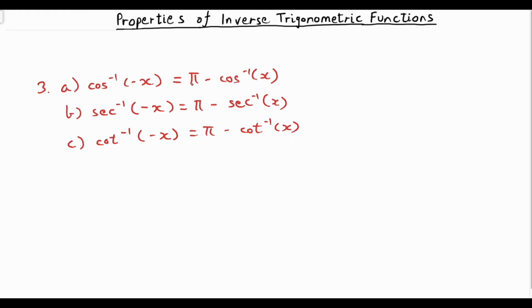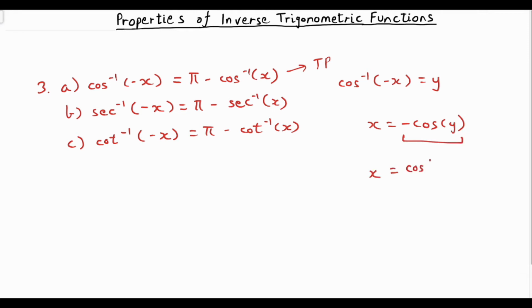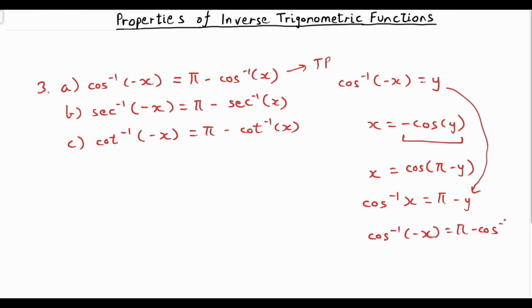Cos inverse minus x is equal to pi minus cos inverse x. This can be proved by assuming that cos inverse minus x is equal to y. So x is equal to minus cos y. Now minus cos y can be written as cos of pi minus y. Recall that cos of pi minus x is equal to minus cos x. So cos inverse x is equal to pi minus y, and y was cos inverse minus x. So cos inverse minus x is equal to pi minus cos inverse x. You can use the same method for sec. Here minus sec y can be written as sec of pi minus y.